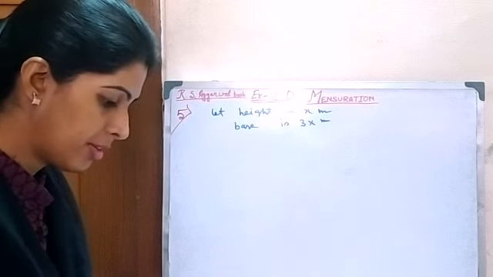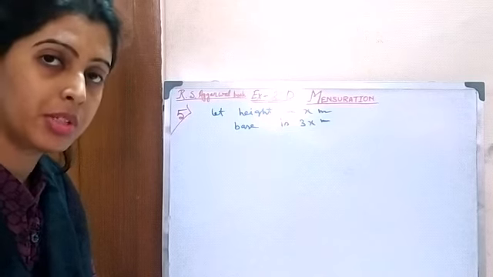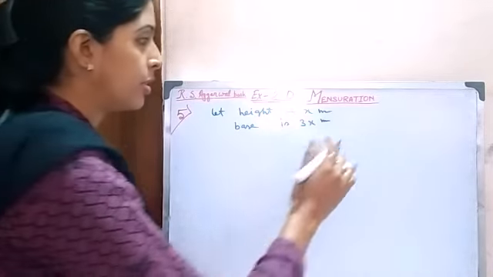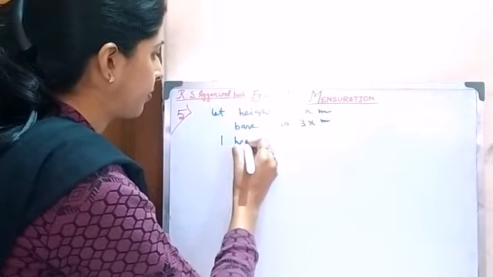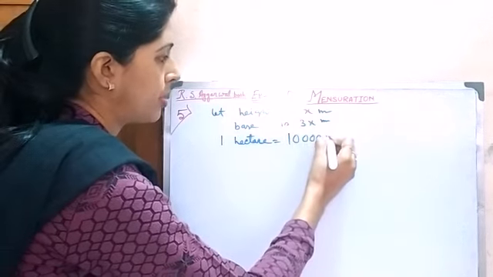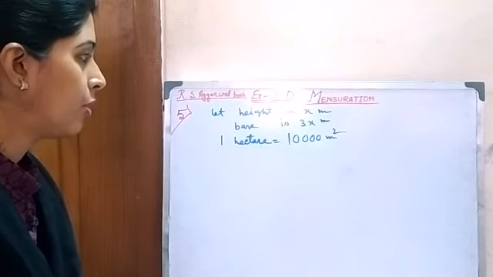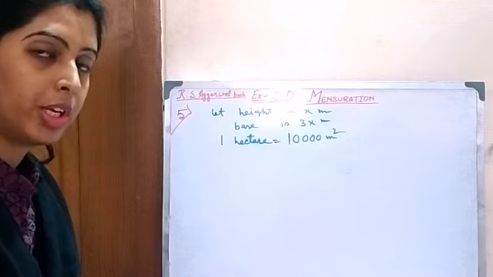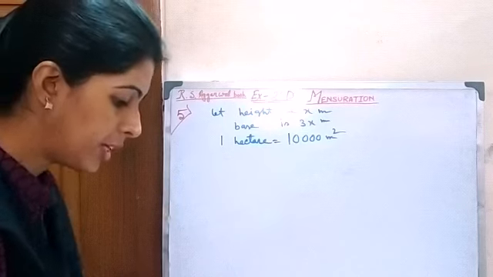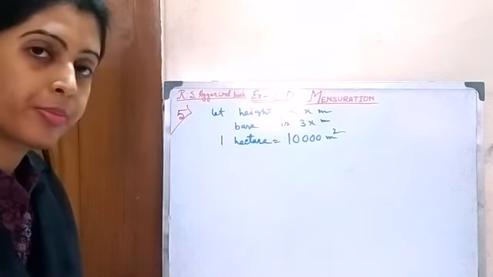So here the cost is given per hectare. Hectare means area of the field. That means 1 hectare is equal to 10,000 meter square. That you have to remember; it will not be provided in the question. 1 hectare means 10,000 meter square. Now we will calculate the area by using this cost.